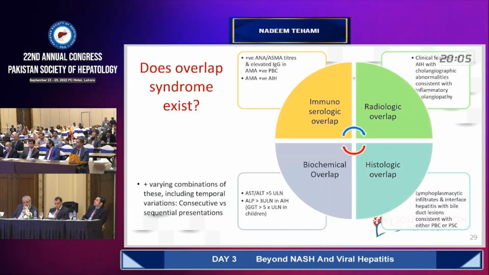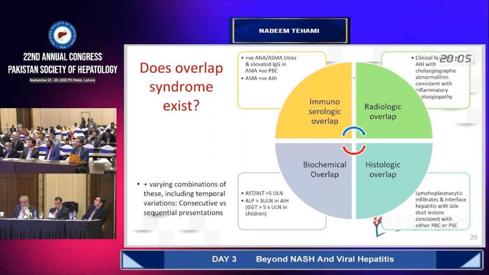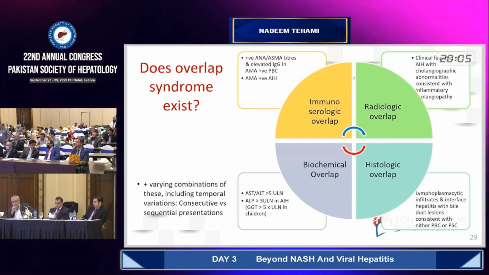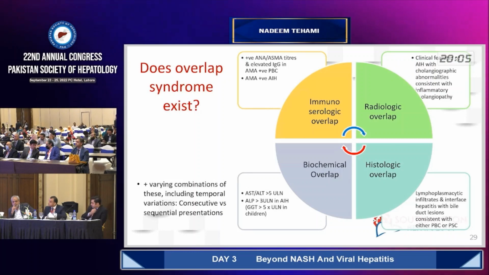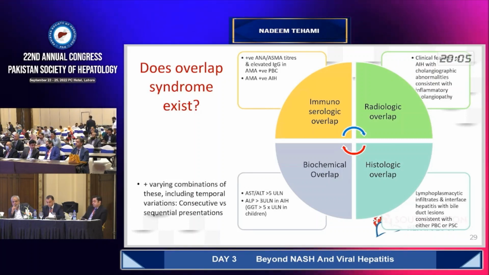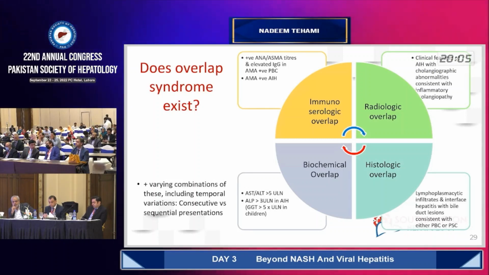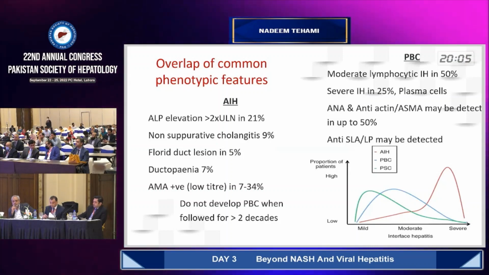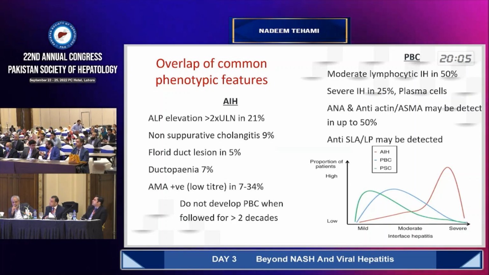We started off the talk by stating that these overlap syndromes do not exist, and one of the reasons is because this overlap is seen not only in immunology but also in radiological features and histological features, and patients may also have a biochemical overlap. So it's essentially a spectrum of diseases. It may be one predominant condition with features of other conditions. Our obsession with some common phenotypic features is what essentially drives this diagnosis of overlap syndromes.